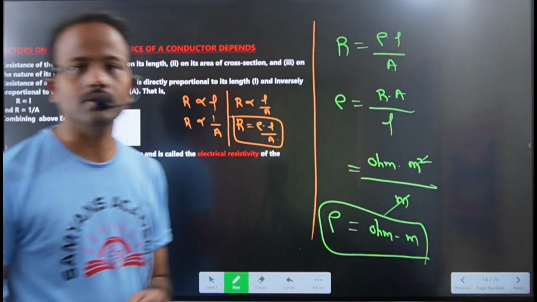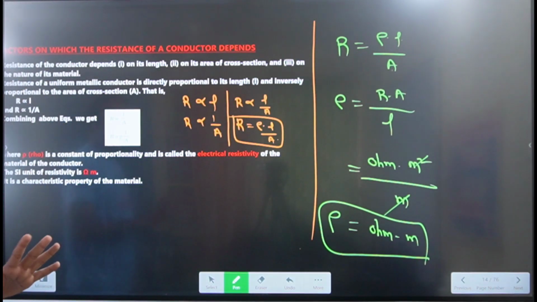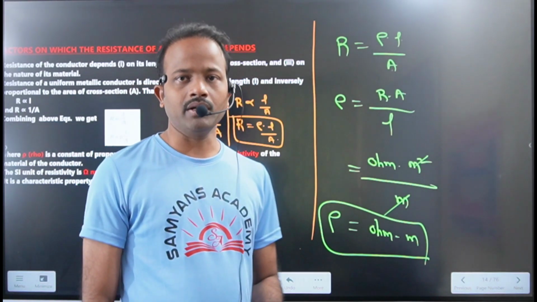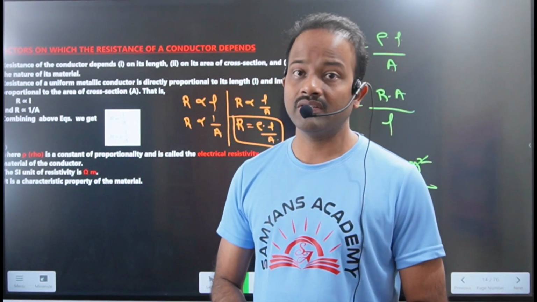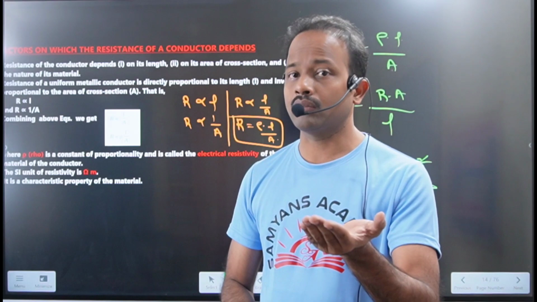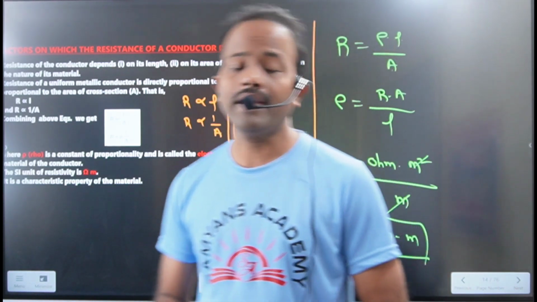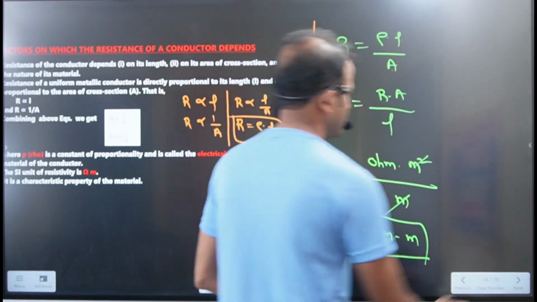What is the unit of resistivity? Ohm meter, right? And it is a characteristic property of the material. A material యొక్క characteristic property నే resistivity అన్నారు. సో అది మారదు, లెంత్ తో ఏరియా తో పాటు రెసిస్టివిటీ అనేది మారదు. Resistivity is always constant. Is it clear everyone?